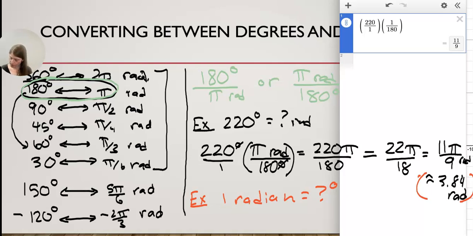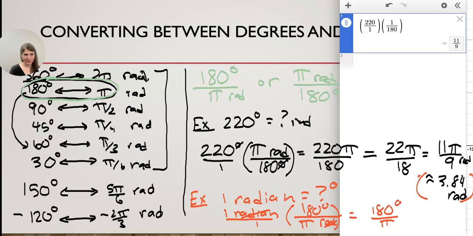So when we have 1 radian, you can start by putting it over 1. And then the conversion factor that we need to use this time needs to have the radians on the bottom. So I'm going to use the first conversion factor, where I have pi radians on the bottom and 180 degrees on the top. So that when I multiply through, I get rid of those radians and I get 180 degrees over pi.